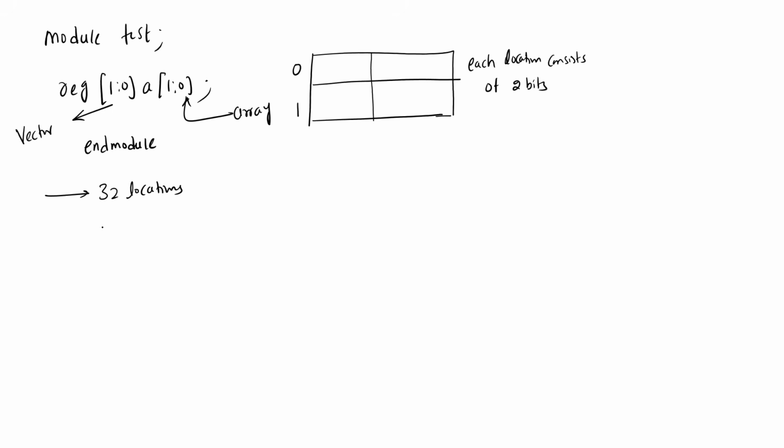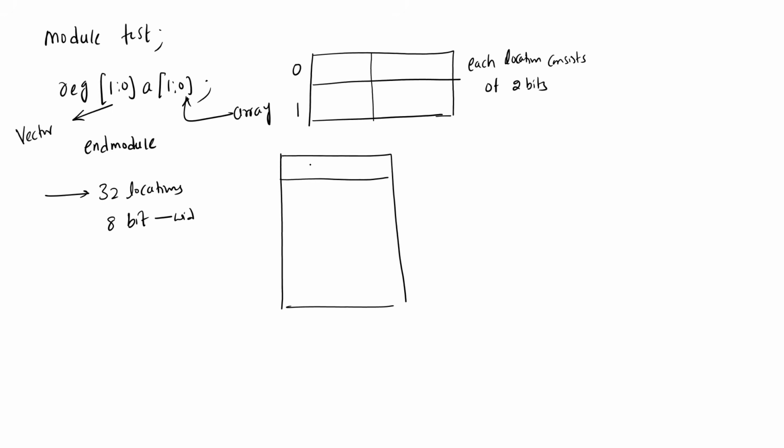Okay. The width of each location is 8 bit. 8 bit is the width of a location. So that means I want a memory like this. Suppose here, if you see, each location width is how many bits? 8 bit. Okay, this is 0 to 7.